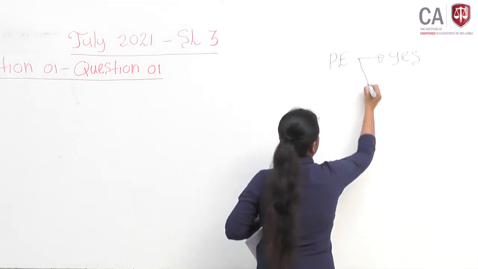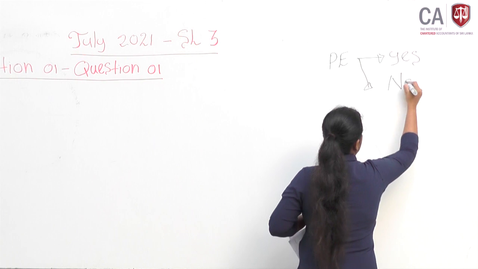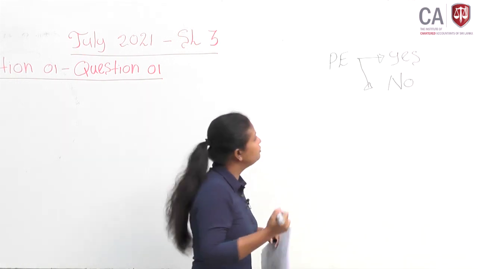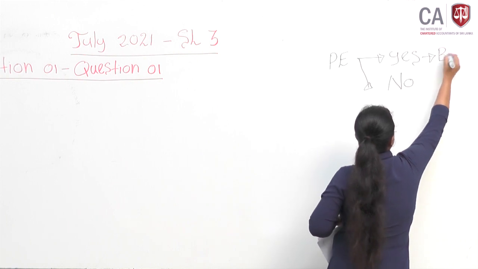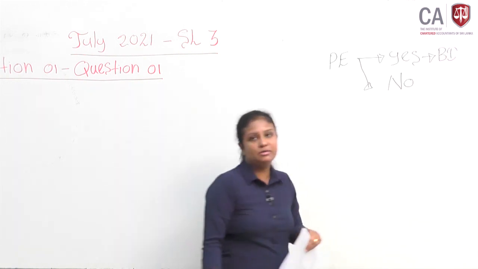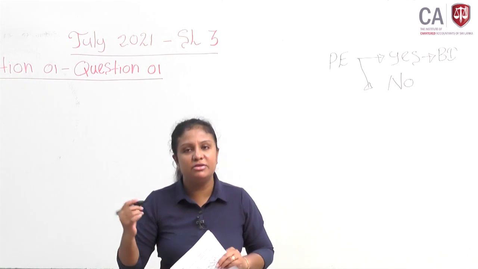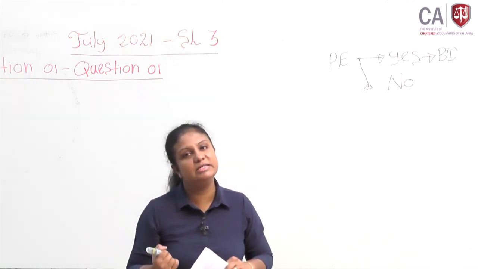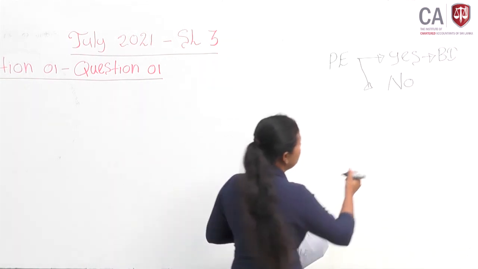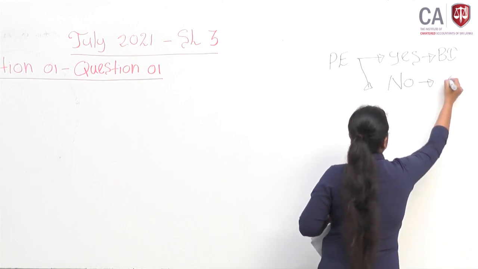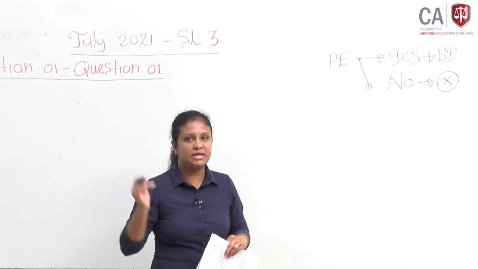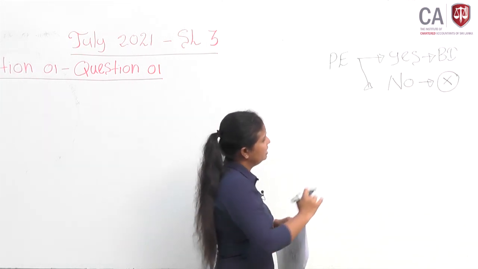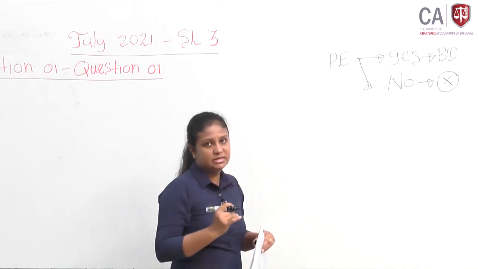If there is a PE, what is the condition? The business income you have to compute is the business income attributable to the permanent establishment. And if there is no PE, you don't have to calculate the business income on that particular transaction. This is the key thing tested.